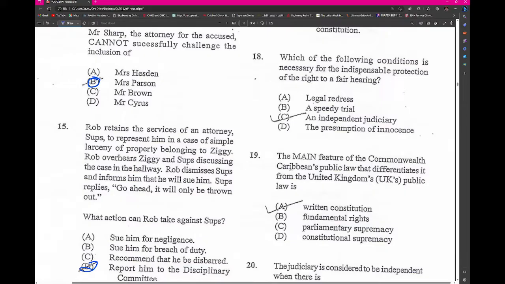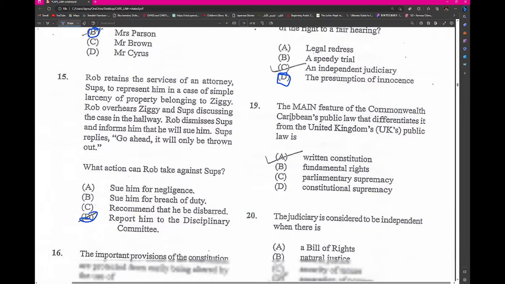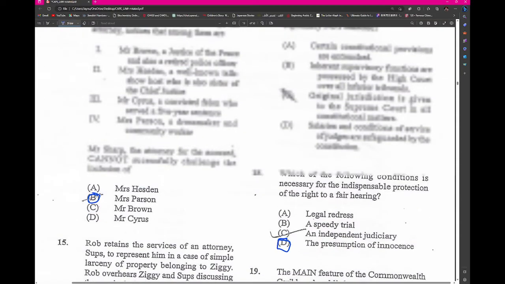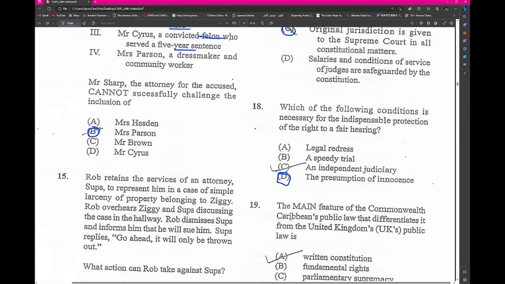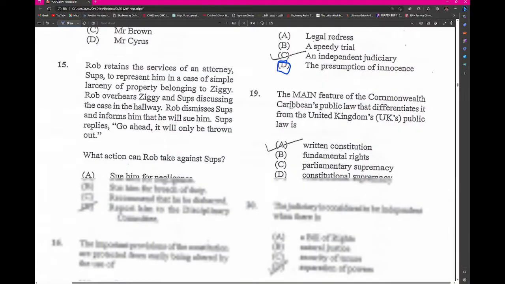In which of the following conditions is necessary for the indispensable protection of the right of fair hearing? Presumption of innocence, I believe. Right. I think it could be an independent judiciary as well. So I think it'd be the presumption of innocence, because if it's not presumed innocence, there's no fair hearing, no matter who is looking at it.